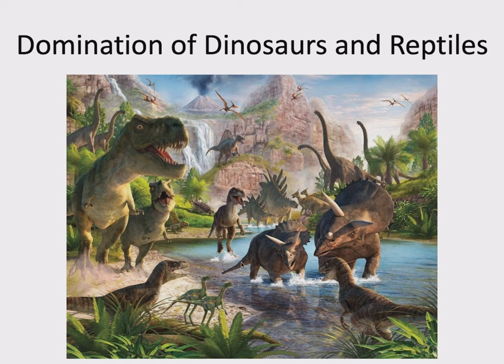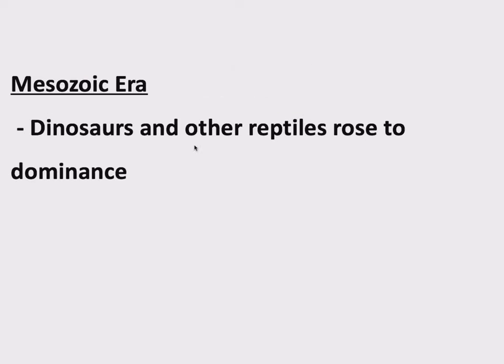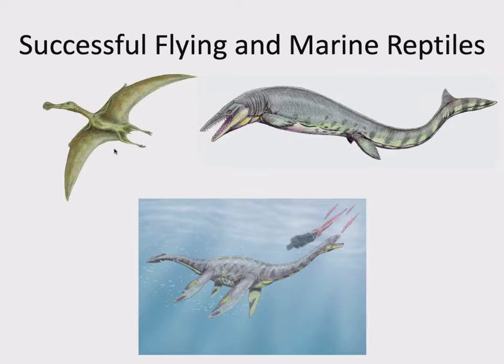reptiles diversified, exploded, occupied all these different niches, land herbivores, large land carnivores, reptiles took to the skies, took to the oceans. This is now in the Mesozoic era. Dinosaurs and other reptiles rose to dominance, filling in these niches that were left empty after that Great Dying Permian-Triassic extinction event. And I say dinosaurs and reptiles, I hope I'm not being pedantic here, but these things are technically marine reptiles, and this is a flying reptile, the pterosaurs. They lived alongside the dinosaurs, and they were also reptiles, but these are not dinosaurs, but they were very successful flying and marine reptiles at this point.